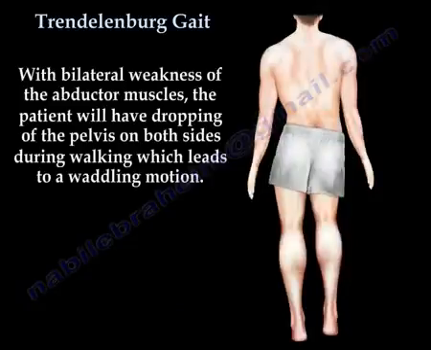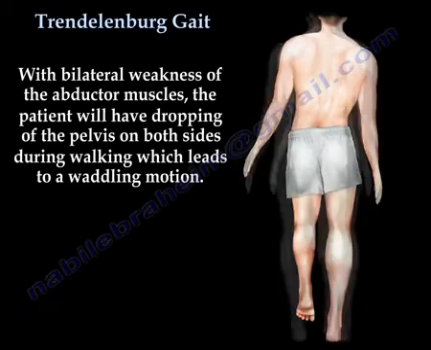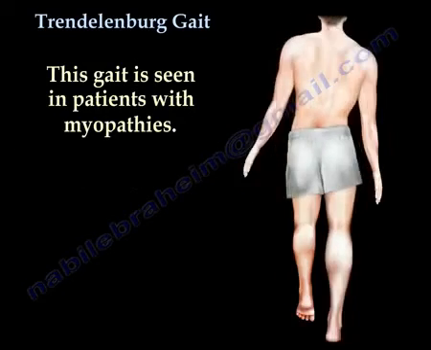With bilateral weakness of the abductor muscles, the patient will have dropping of the pelvis on both sides during walking, which leads to a waddling motion. This gait is seen in patients with myopathies.